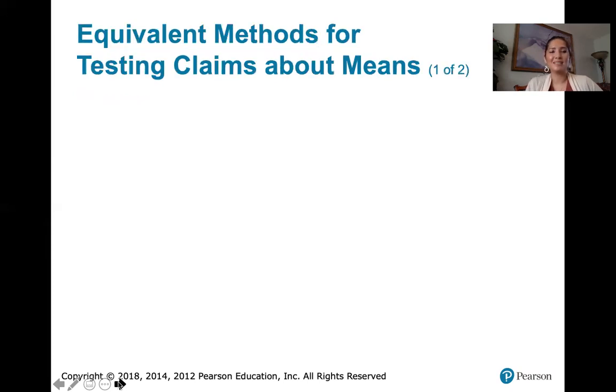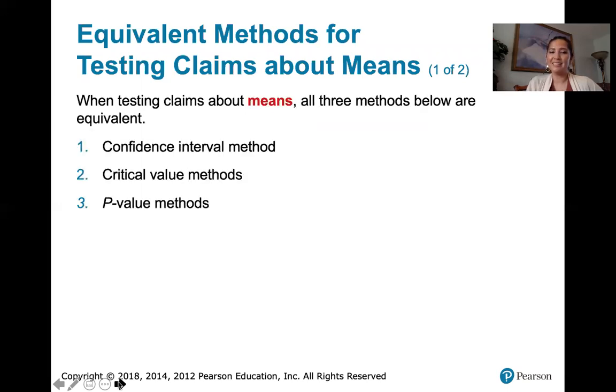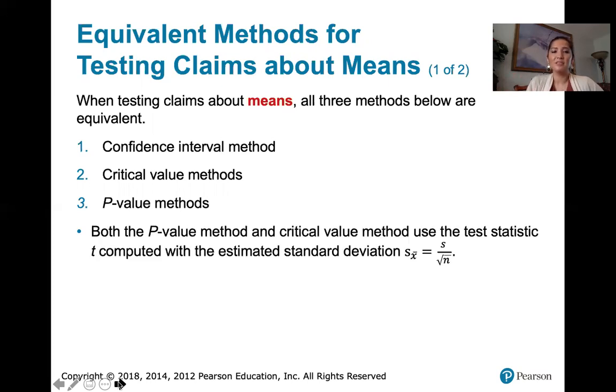Okay, so I want you to see here that when you're testing claims about means, the confidence interval method, the p-value method, and the critical value method are all equivalent to each other. This is different from the methods that we discussed when testing claims about proportions. When testing claims about proportions, the confidence interval method did not necessarily give you the same results as the other two methods. But when we're testing claims about means, all three methods are equivalent. This is because when we're using the p-value method or the critical value method, we're using this test statistic t that is computed with that estimated standard deviation of s over the square root of n.